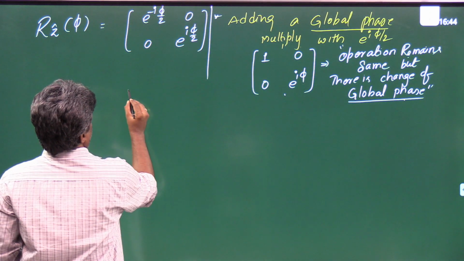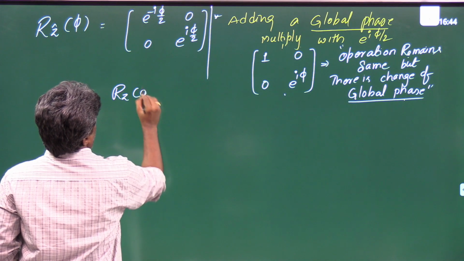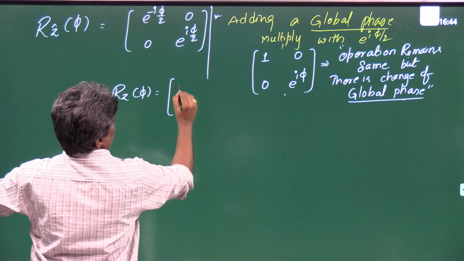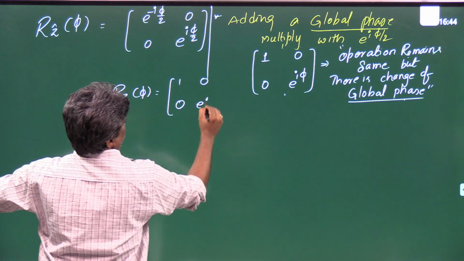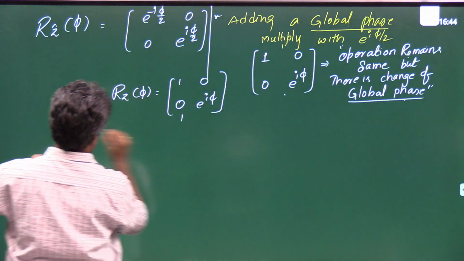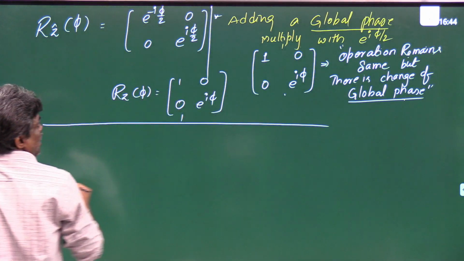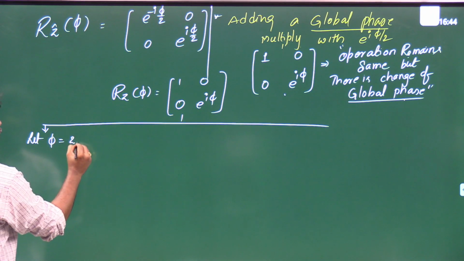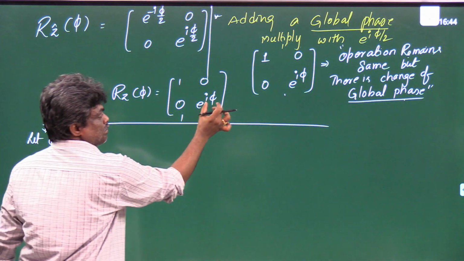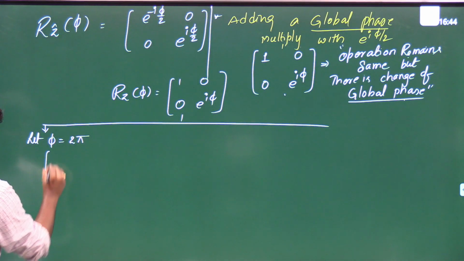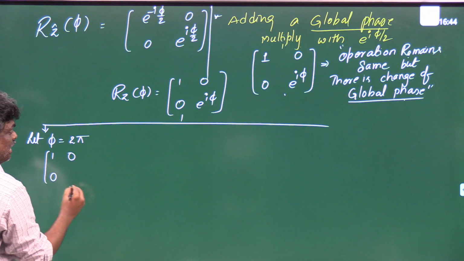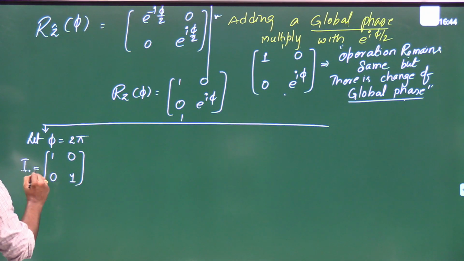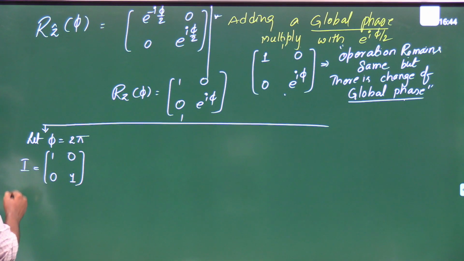Now once again, here we have Rz of phi. This is the reason why I have taken phi instead of theta. So 1, 0, 0, e raised to i phi. Everyone? Now I am giving the phi values. Let us suppose phi is equal to 2 pi. Can you please substitute here? Then what will you get? 1, 0, 0, e raised to i 2 pi, which is 1. This is the I gate, the identity gate.